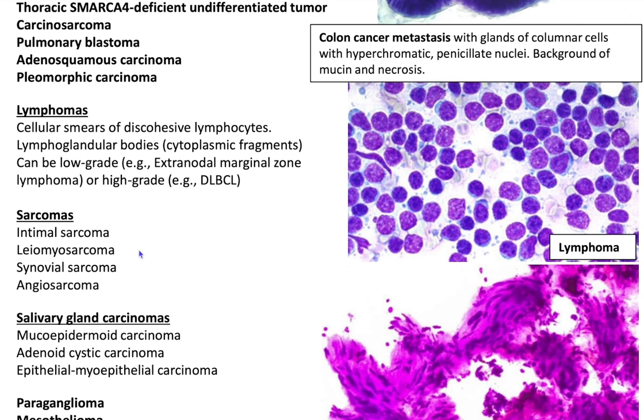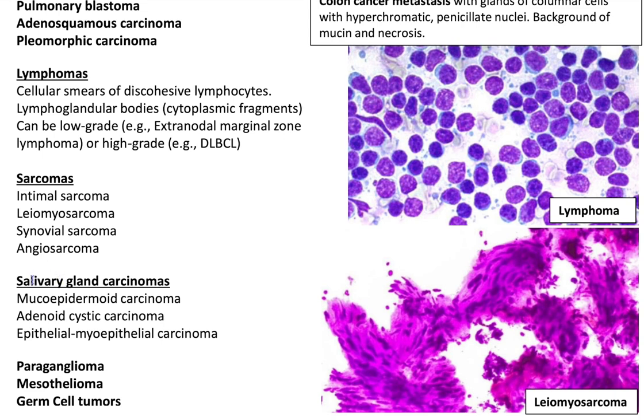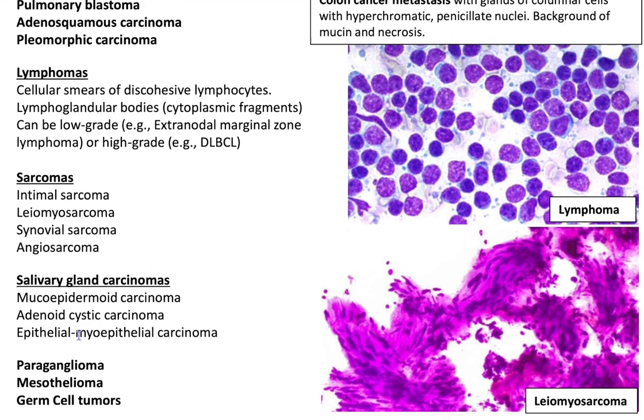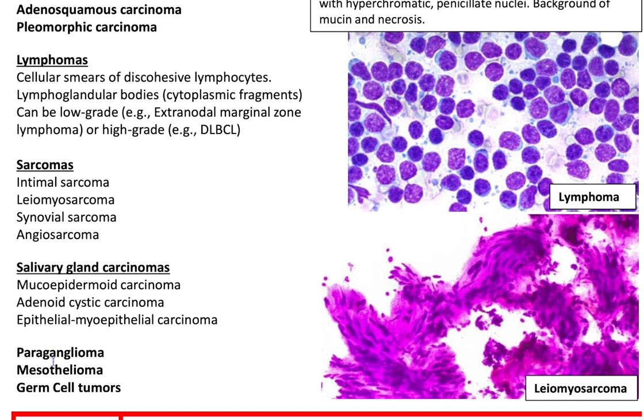Sarcomas, you can have your intimal sarcoma, leiomyosarcoma, as we can see here, your synovial sarcoma, your angiosarcoma, salivary gland carcinomas, which I find fascinating that you can have these types in the lung. One of my staff told me that the submucosal glands that you see in the lungs, it's thought that these originate from them. But you can have your mucoepidermoid carcinoma, your adenoid cystic carcinoma, and epithelial myoepithelial carcinoma. You can have paraganglioma, mesothelioma, germ cell tumors as well.